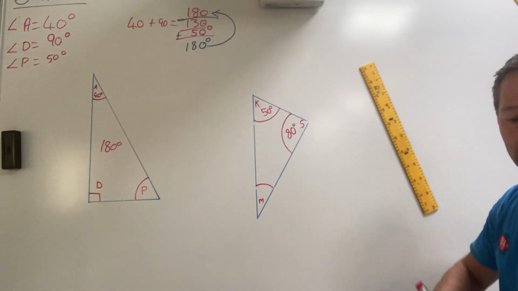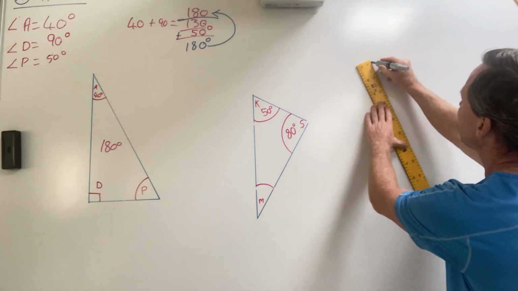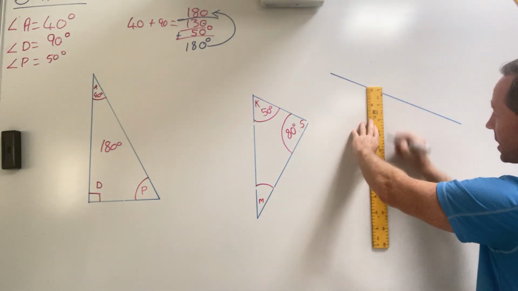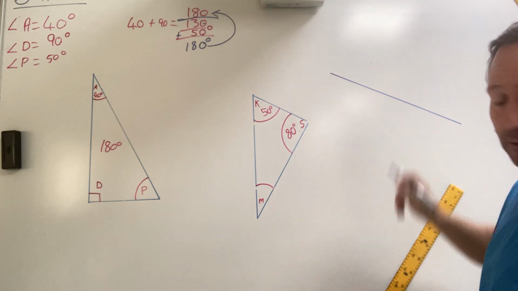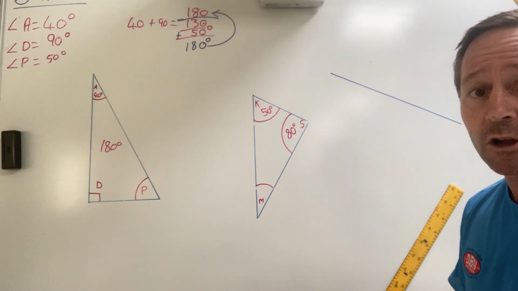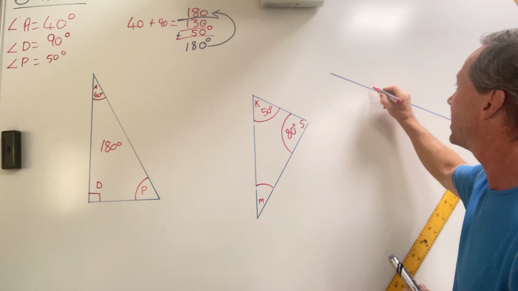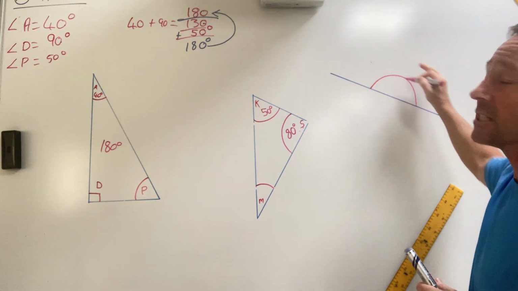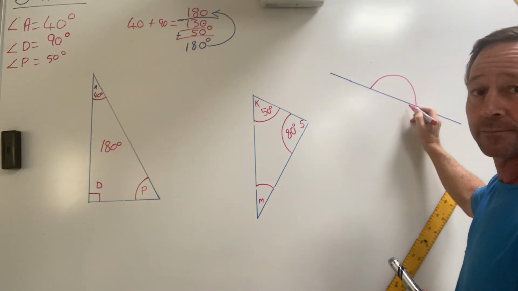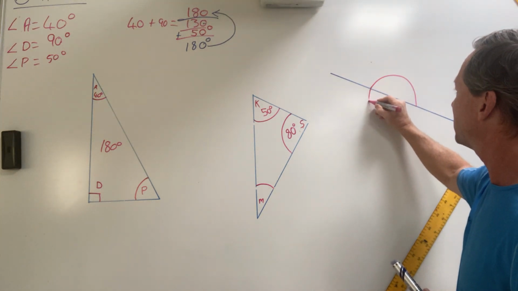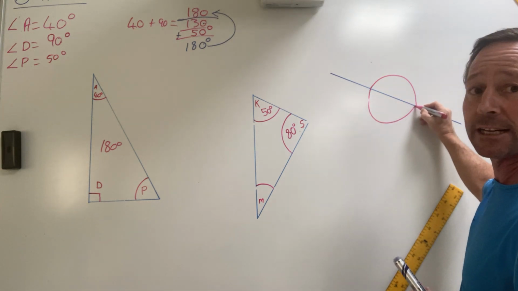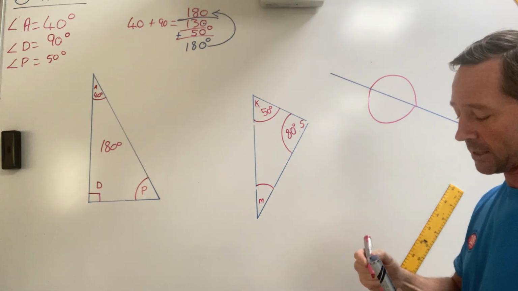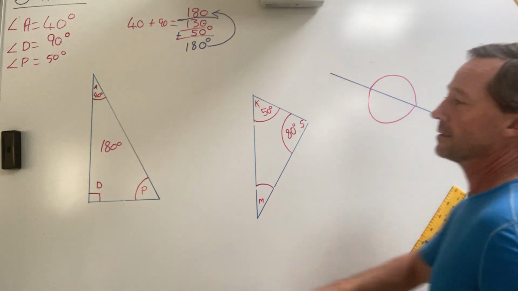If I give you this, it doesn't matter which way this line goes. It could go any way. It could go this way, doesn't matter. Angles on a straight line add up to 180 degrees. So if I did this, this is 180 degrees. And on the other side of the straight line would also be 180 degrees, because how many degrees are in a whole circle? 360.